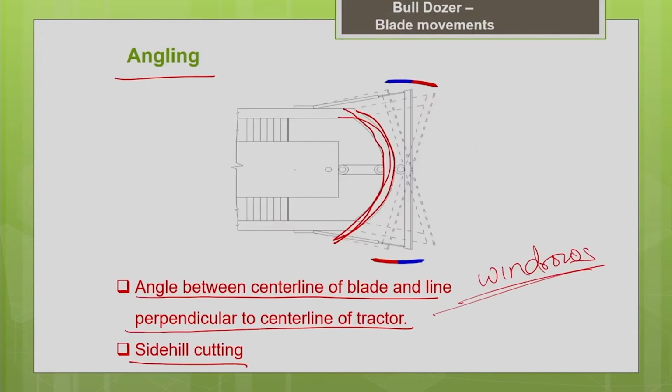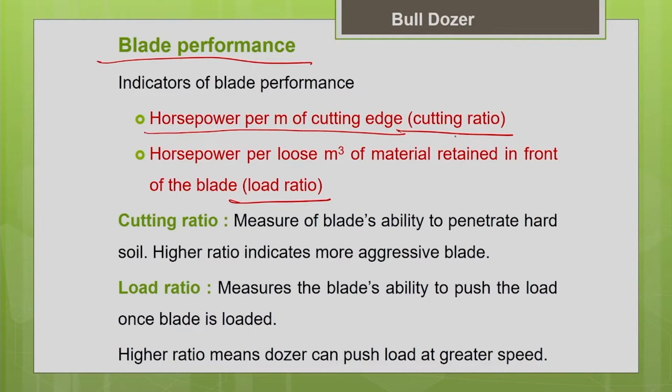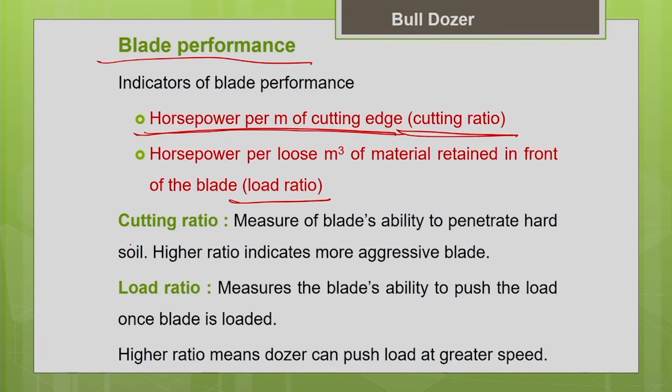So, we were discussing the cutting ratio. Cutting ratio is nothing but horsepower per meter of the cutting edge of the blade. That means it depends upon the concentration of power in the cutting edge. If the blades are smaller in dimension, then more horsepower concentration will be there in the smaller blade portion. So, those blades will be very aggressive. So, that can easily cut the earth and move the earth.